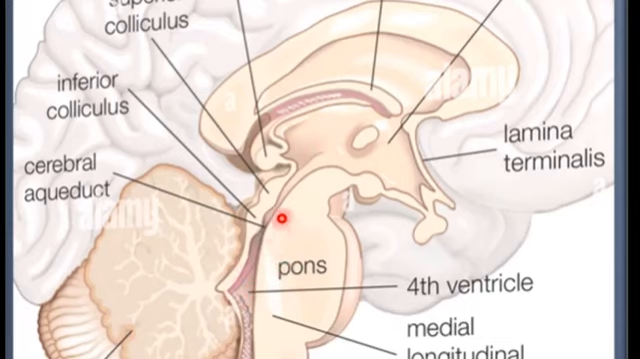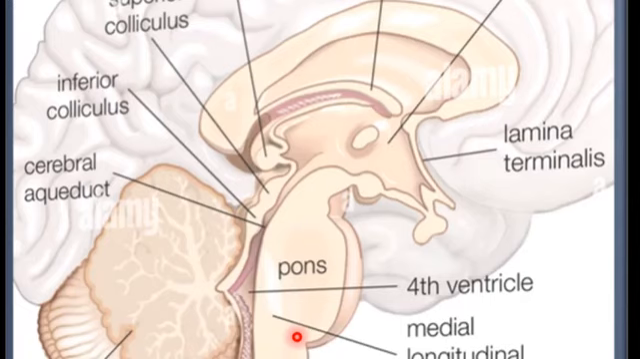Now, the cerebral aqueduct divides the midbrain into two parts. We have a large anterior part that is called the cerebral peduncle, and we have the small dorsal part. So the cerebral aqueduct divides the midbrain into two parts, an anterior part and a posterior part.